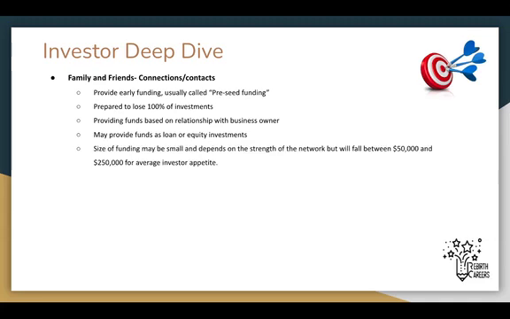Typically, the size of funding is small, but it will fall between $50,000 and $250,000. I'm just using the USD to have a currency that is a bit universal. But yeah, typically between 50,000 and 250,000 for an average investor appetite. It targets mostly the startup stage. So again, family and friends, even your own personal funding, will usually come into play during the early parts of the life cycle of your business.